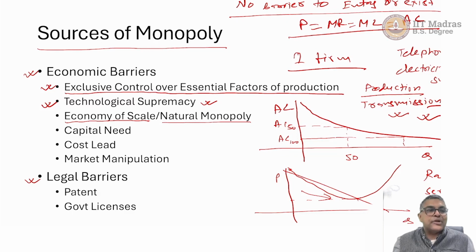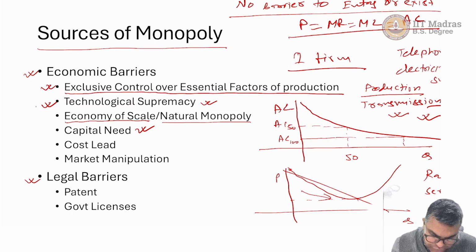More companies laying the line doesn't make sense. One company can do a better job. Similarly, capital need: if the capital required to start a company is very, very high, then it deters others from entering the market. So that can also be a source of monopoly.